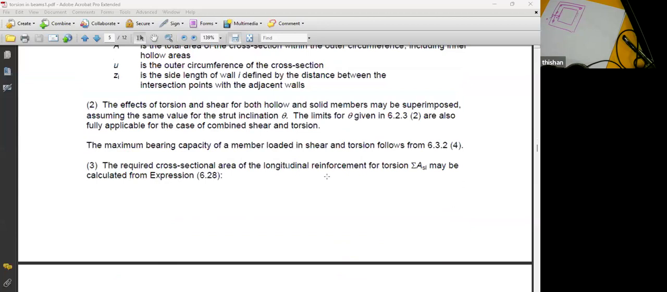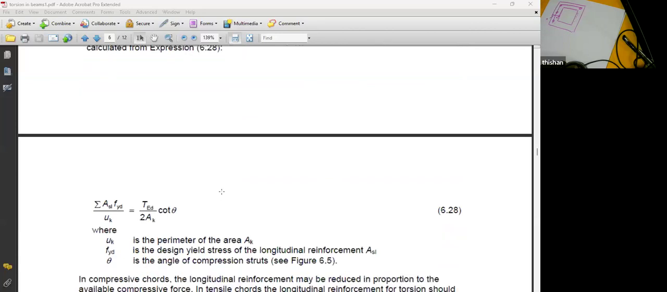Then one of the things about torsion is, because torsion goes right round, providing the link alone is not sufficient. So, we need extra longitudinal reinforcement as well. Why? Because these stresses are inclined. Inclined stresses can give rise to additional longitudinal forces. So, you get an equation like this in the code, Equation 6.28. That tells you how to calculate the longitudinal reinforcement.